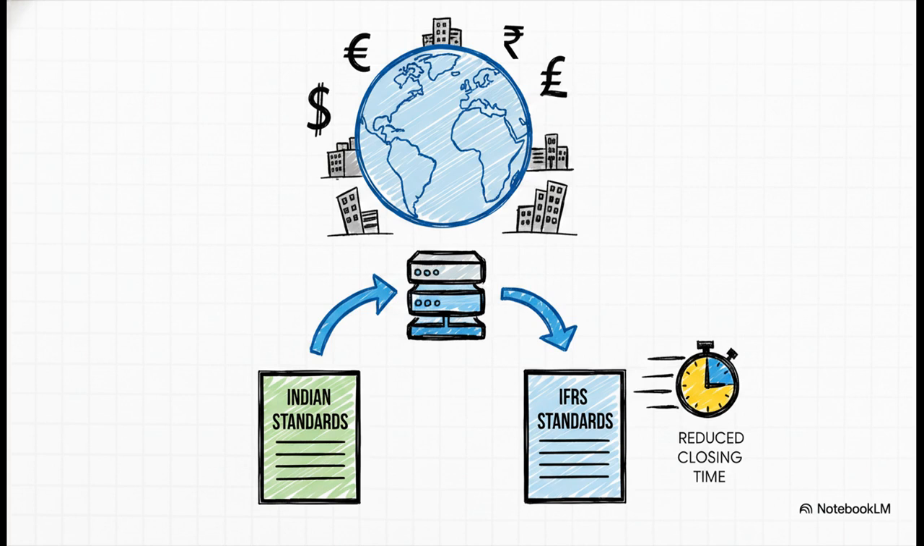The magic phrase you need to write down here is parallel accounting. This let Infosys report their financials under Indian accounting standards and International Financial Reporting Standards, or IFRS, simultaneously, all from the exact same system. The result was a drastically faster month-end close and totally consistent global reporting. Use this example to prove how a robust GL solves crazy complex compliance issues.